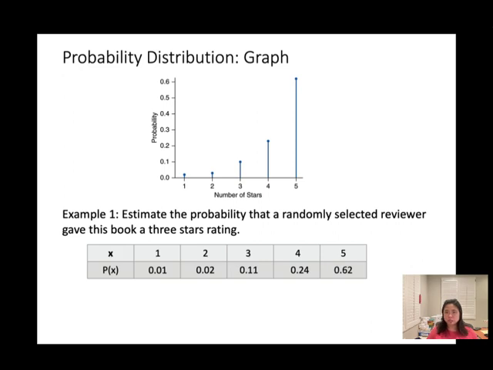You may say, how can I get exactly that number? For the probability distribution, we do have requirements. We're going to talk about it on the next slide. Now we're going to answer the question first. What is the probability of a 3 star rating? That will be 0.11.